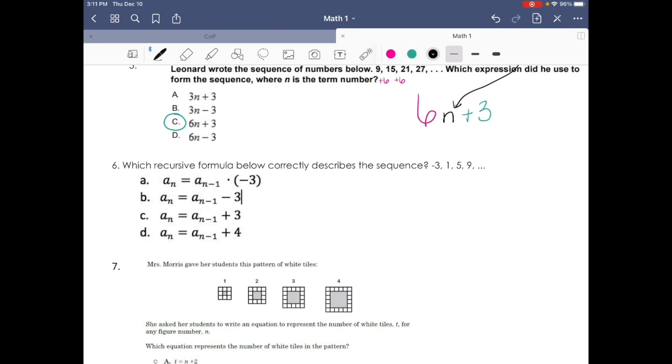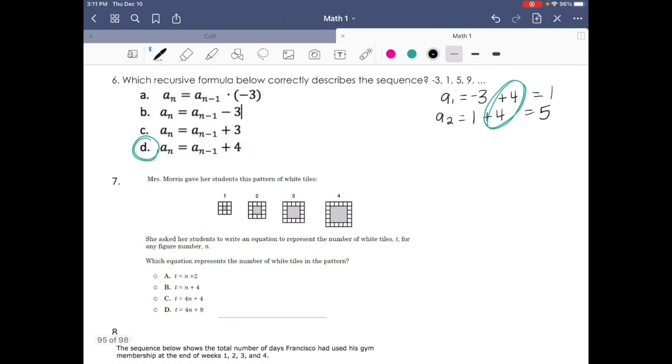So, which recursive formula below describes the following sequence? Our first term is -3. All right, so if we have -3, how do we get from -3 to 1? So -3 to 1 would be adding 4. And then the second term would be 1. So 1 plus 4 would give me 5. So we're adding 4 each time. So the one that shows me adding 4 to the previous term is D.